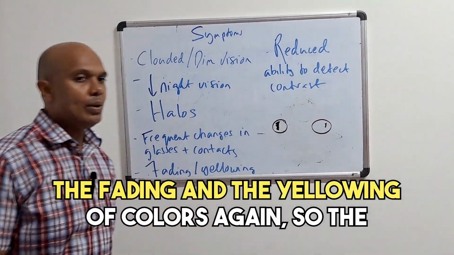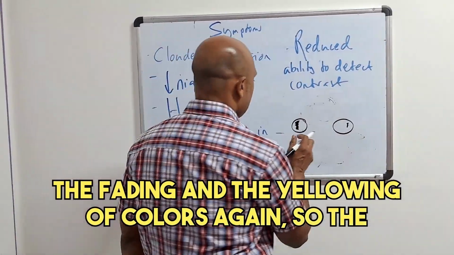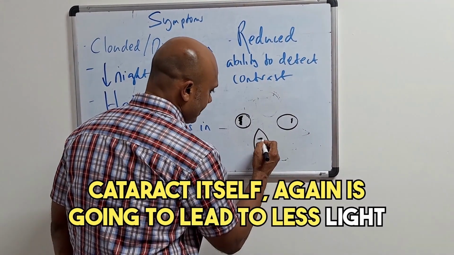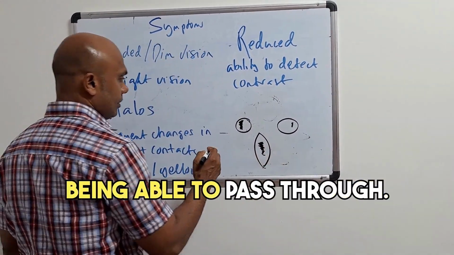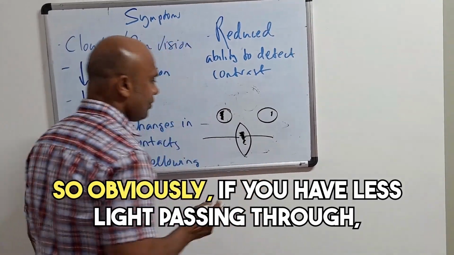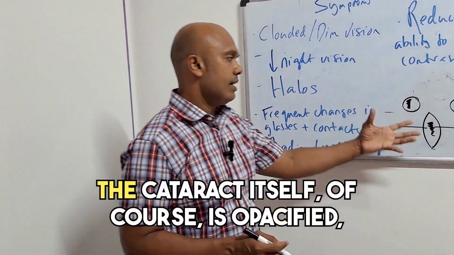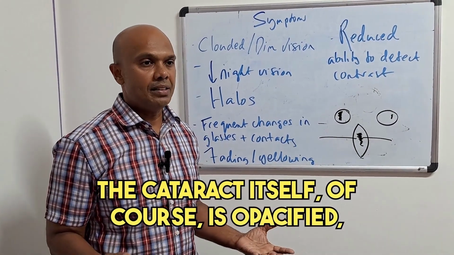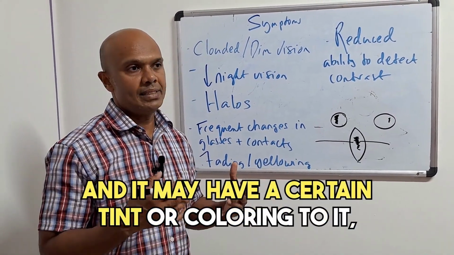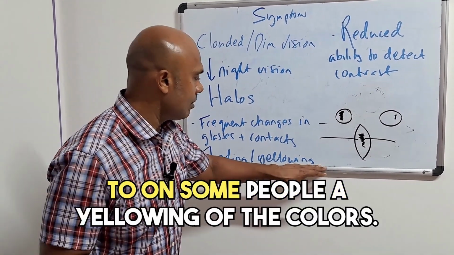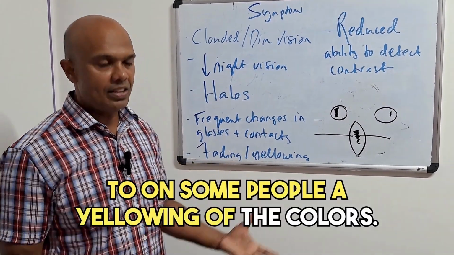The fading and the yellowing of colors. Again, the cataract itself is going to lead to less light being able to pass through. So obviously, if you have less light passing through, you're going to get a fading of the colors. The cataract itself, of course, is opacified, and it may have a certain tint or coloring to it, and that is going to lead in some people to a yellowing of the colors.